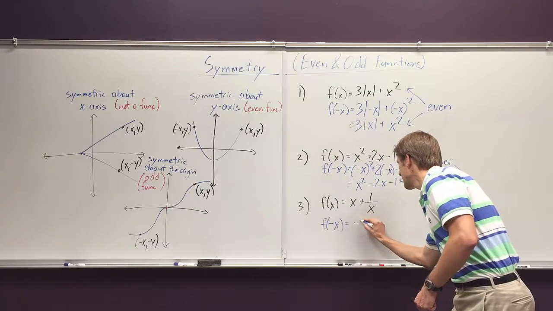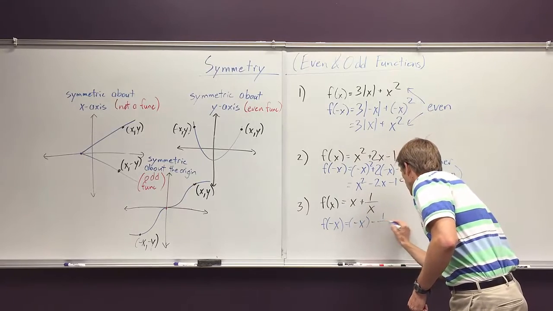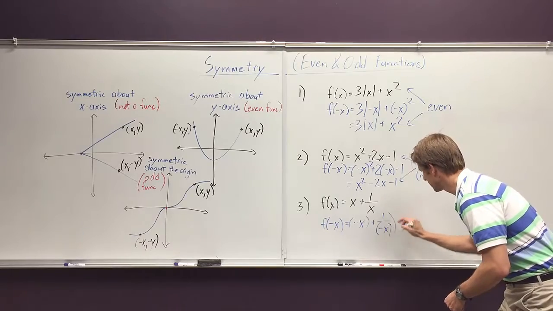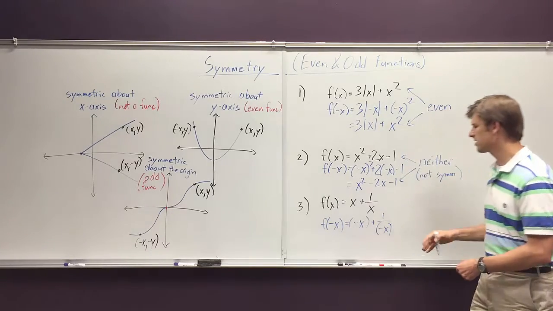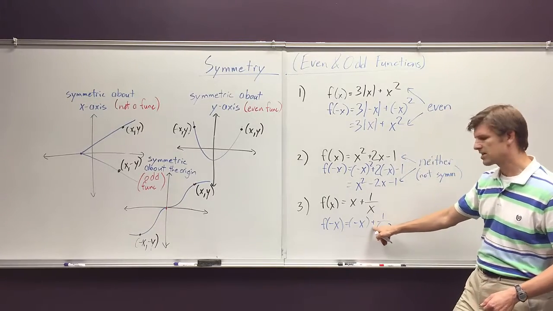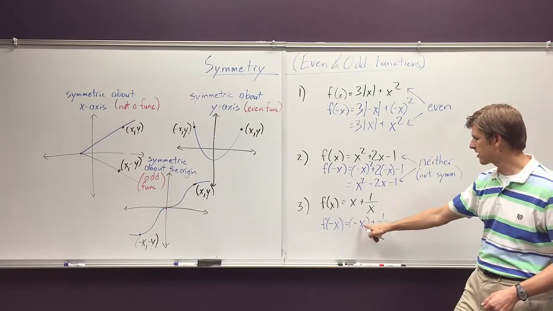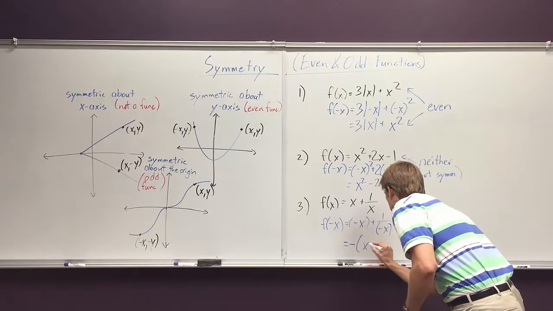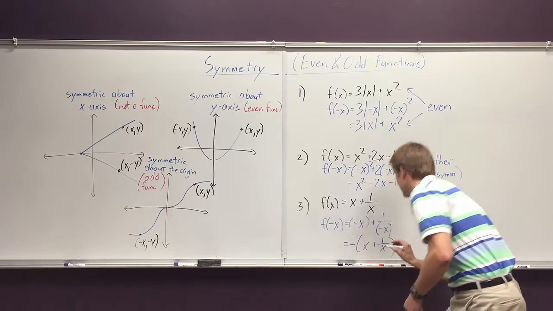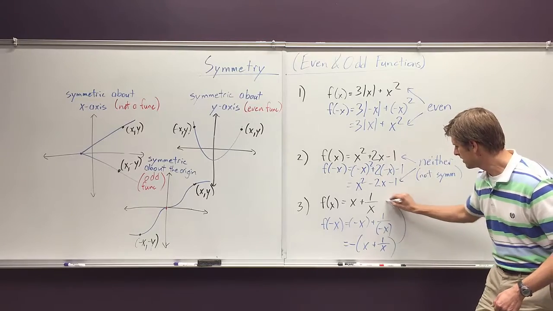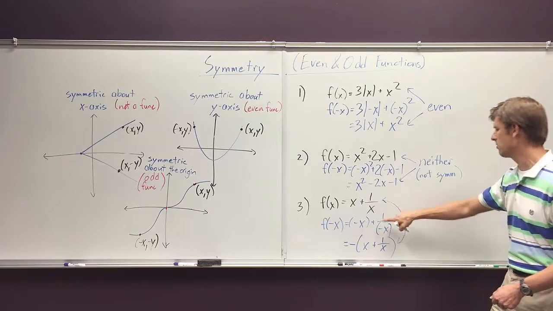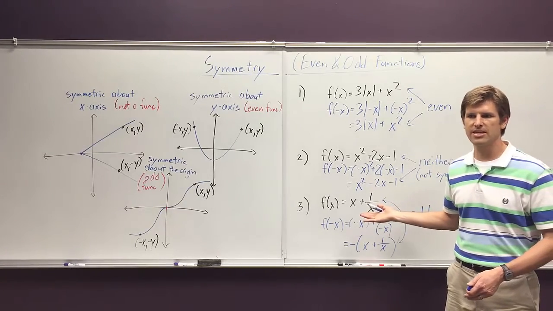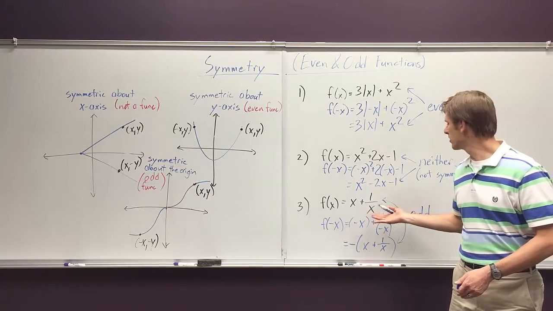Okay? Last but not least, f of negative x. So that's negative x minus 1 over, plus 1 over negative x. Now, I could factor this negative out here, and in fact, I could factor a negative out from both terms. So can you see this is really negative the quantity x plus 1 over x? In other words, this is exactly negative the output of this. So this is odd.